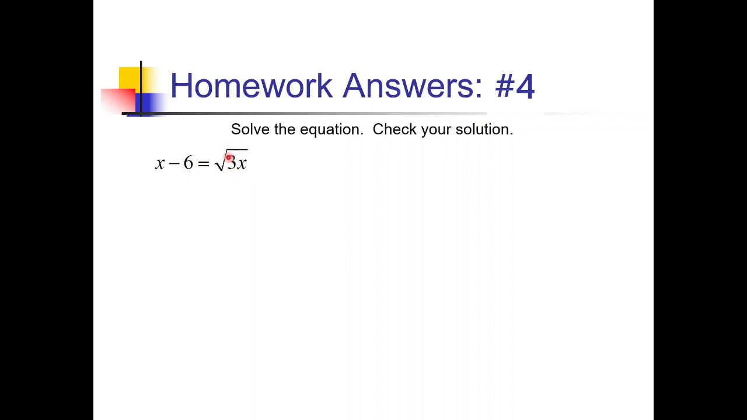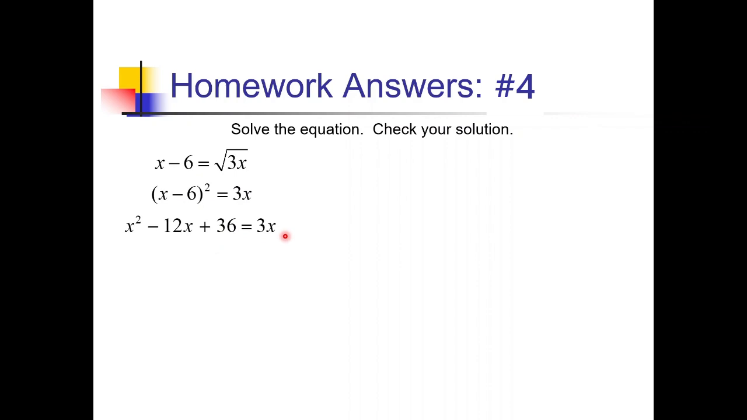So I'll have just plain old 3x on the right side, and I'll have (x - 6) squared on the left side. Let me expand out that left side so I can move things together at some point. So we're going to have x squared, and then multiply these together and double it for the middle term. So that's going to be negative 12x. And then finally plus 36 equals 3x.